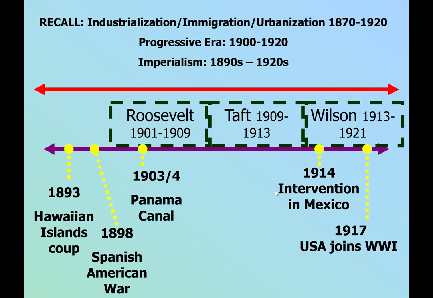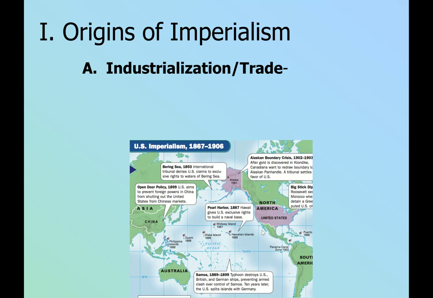And you can see some of the big events in imperialism listed on here. We're going to pick up Hawaii during this time. We'll go to war with Spain and pick up some territory. The U.S. gets the Panama Canal. We're going to intervene in the Mexican Revolution. And then the United States is going to join World War I. So all of that is going down during the imperialism era.